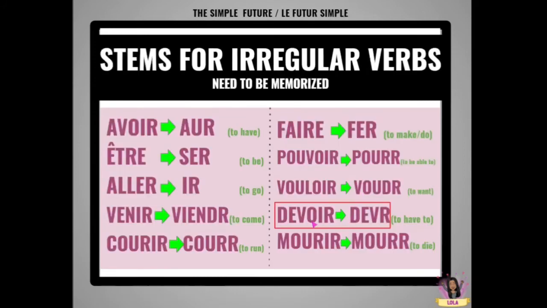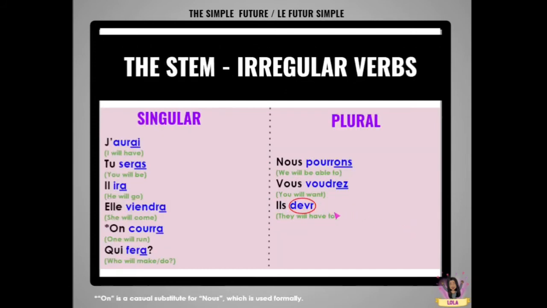The next one is devoir, which becomes devre, D-E-V-R, which means to have to. And we see it here, D-E-V-R. And with ils, we note that the ending is going to be O-N-T. So it's ils devront, they will have to.